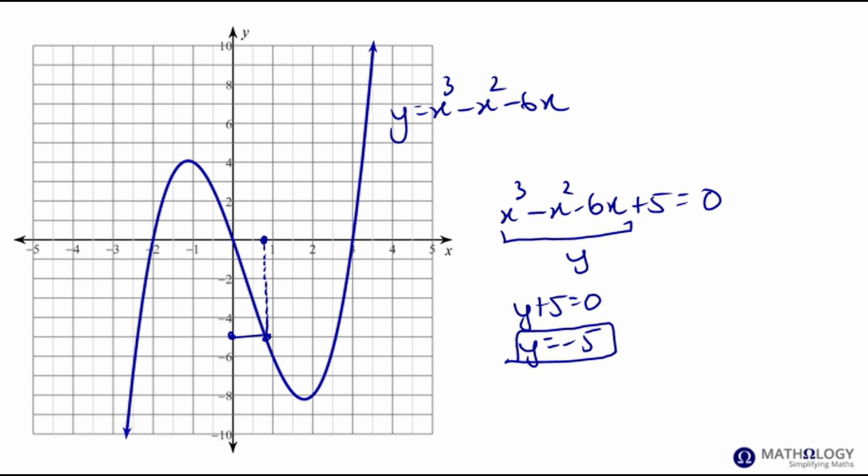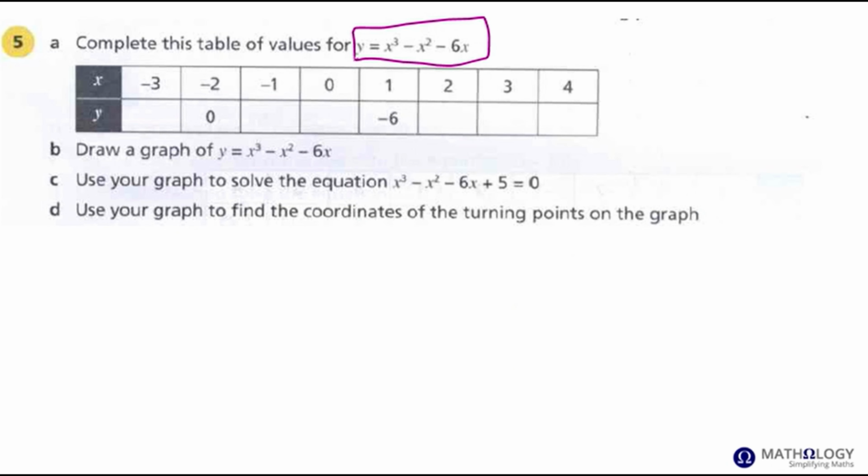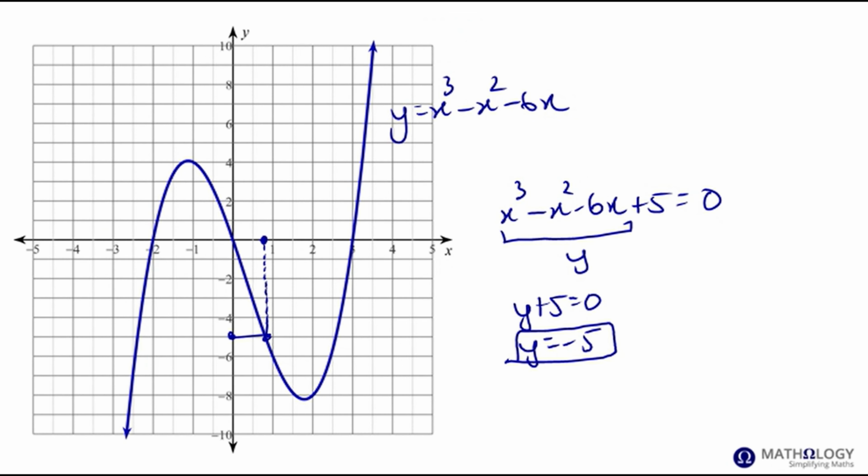Use your graph to find the coordinates of the turning points of the graph. Okay, so the turning points of the graph will be at this point here and at that point there. And depending on how accurately you've drawn this graph and how many divisions you have on your grid paper, you just drop perpendiculars to the x-axis to read off the x value. You then move horizontally with your ruler for that point to the y-axis. You read off that value.